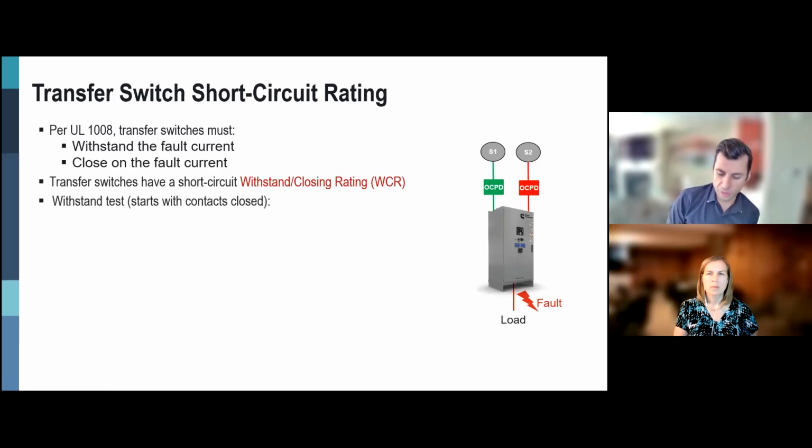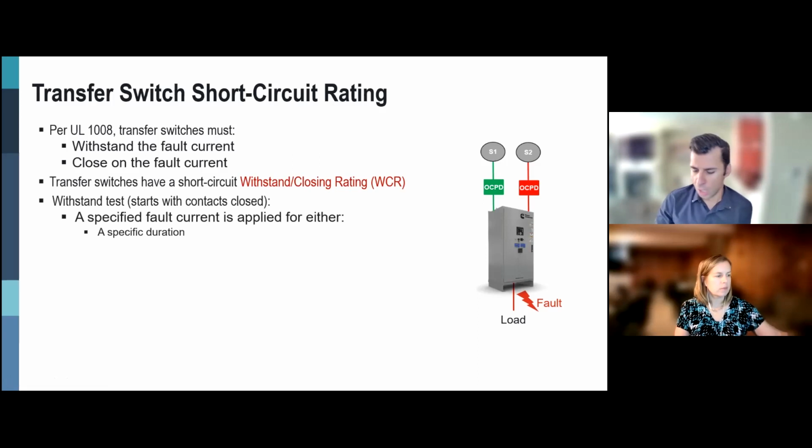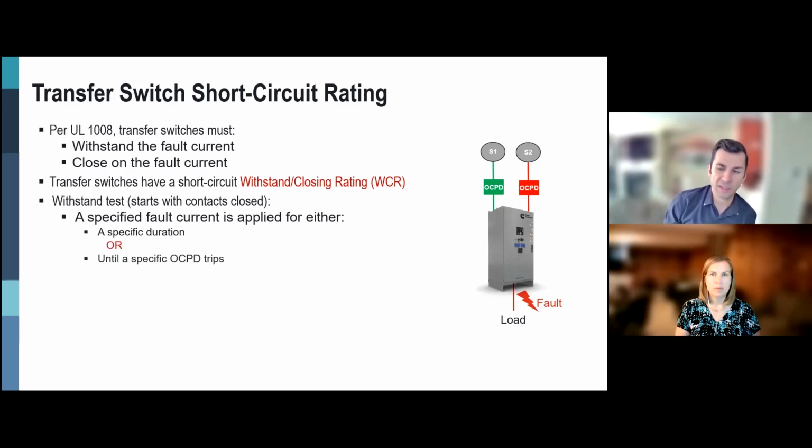The withstand test starts with the contacts closed, and then a specified amount of current is applied for either a specific duration, say a quarter of a second or half a second, or let's just use cycles, 2 cycles, 3 cycles, 5 cycles, or 6 cycles. But again, UL 1008 doesn't recognize cycles, it just recognizes time. So I'll show you the times here shortly. Or the current is applied until a specified overcurrent protection device trips.